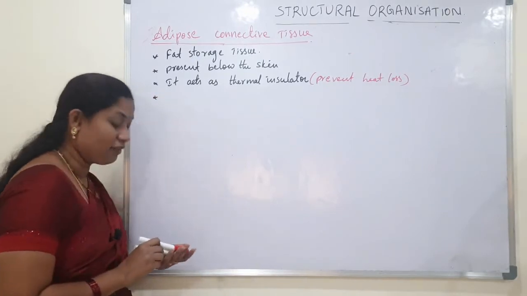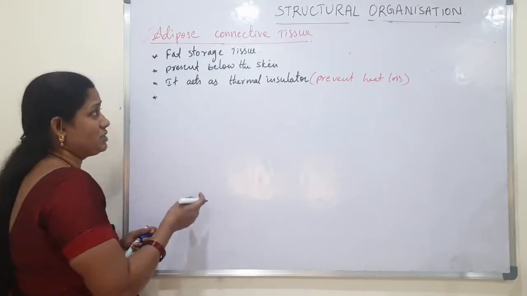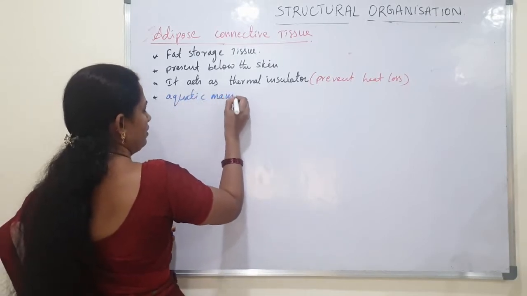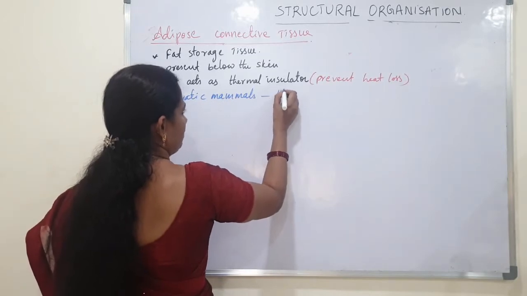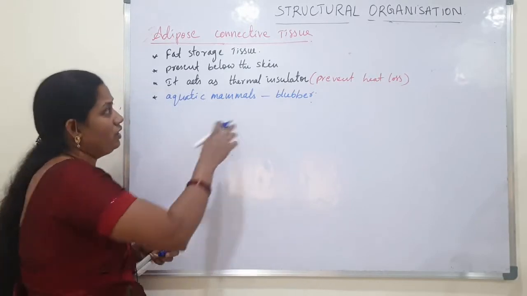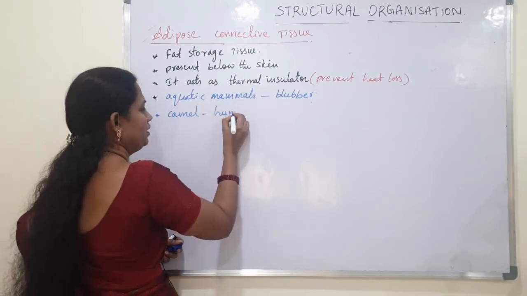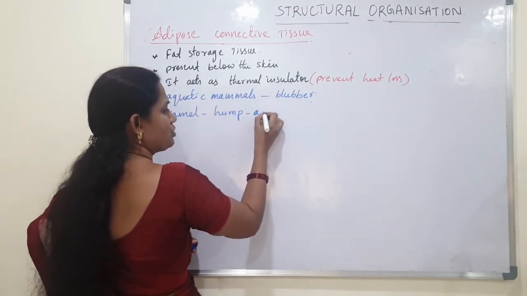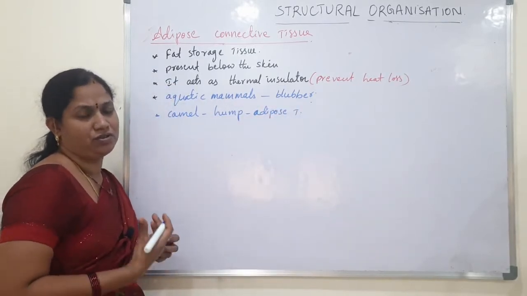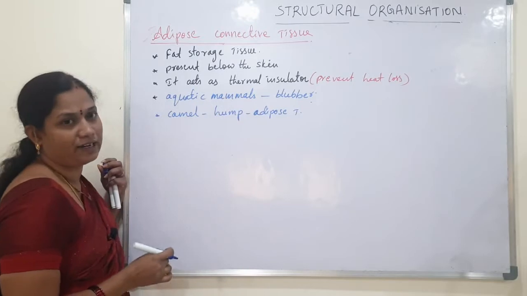Next, in aquatic mammals, for example whales and seals, it forms the blubber. Blubber is made up of fat storage tissue, or adipose tissue. Next, in the camel, the hump is made up of adipose tissue. The fat is stored in the hump. So these are examples of fat storage tissue.